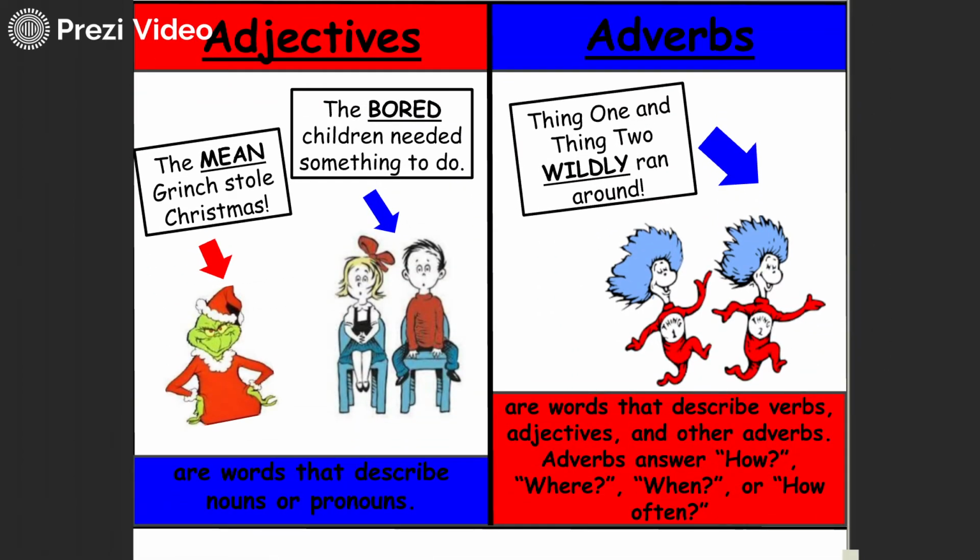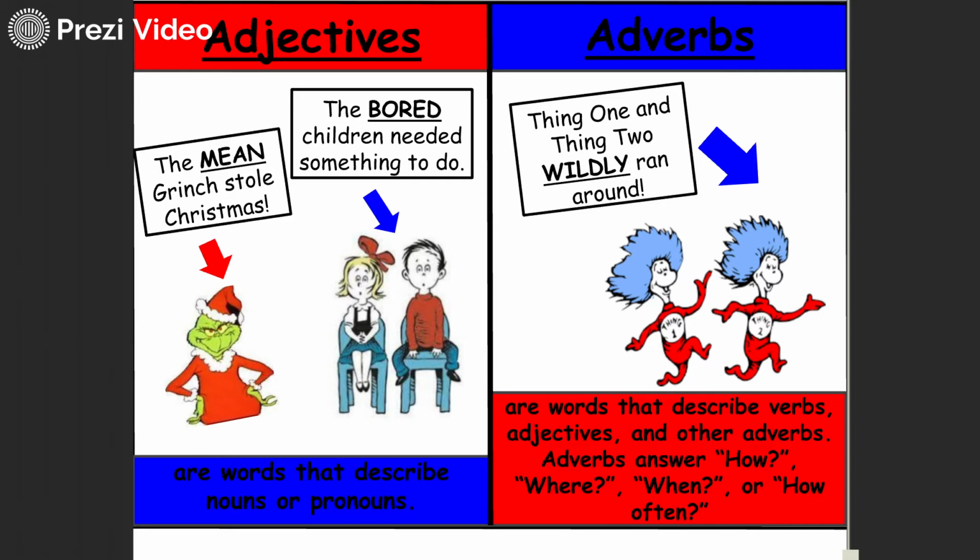Then we have adjectives and adverbs. These are both describing words or phrases, but they are used in two different ways. Adjectives describe nouns, or they can also describe other adjectives. The mean Grinch stole Christmas. Mean describes how the Grinch is.